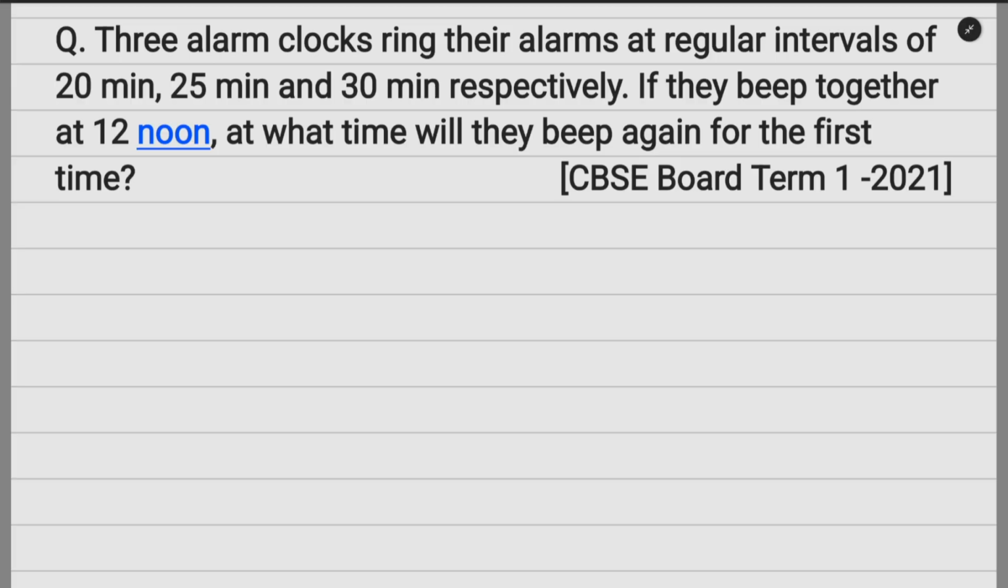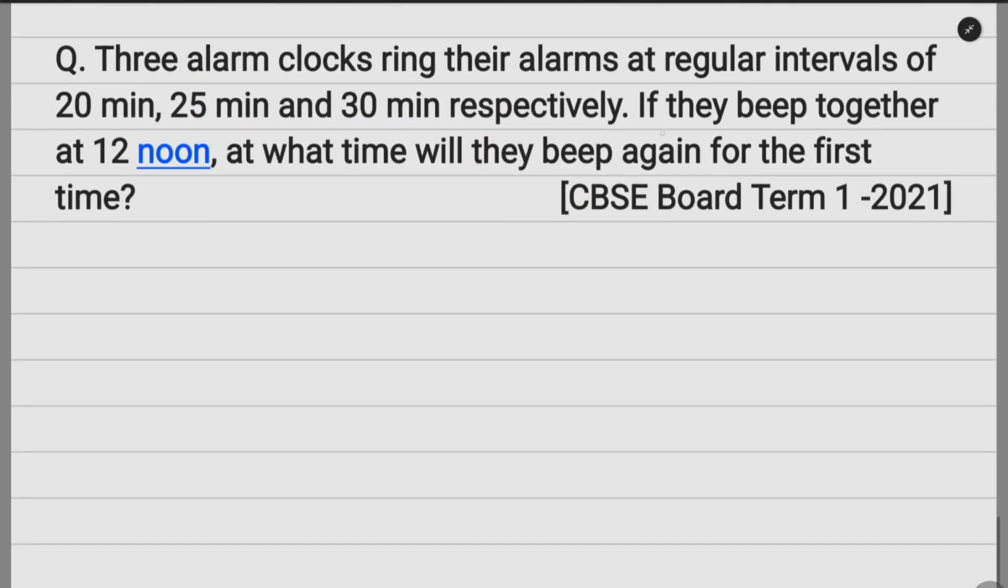3 alarm clocks ring their alarms at regular intervals of 20 minutes, 25 minutes, and 30 minutes respectively. It is given that if they beep together at 12 noon, at what time will they beep again for the first time? Very important question. Understand here. There are 3 alarm clocks: alarm 1, alarm 2, and alarm 3. All of them ring together at 12 noon.